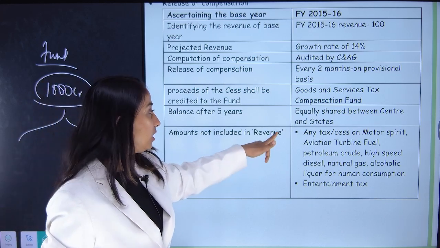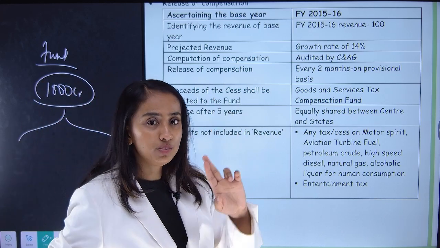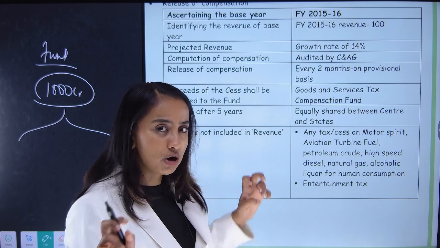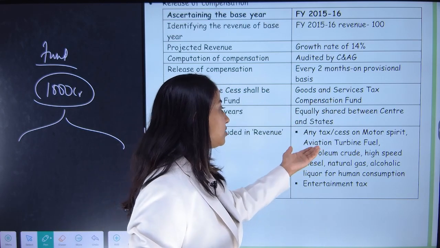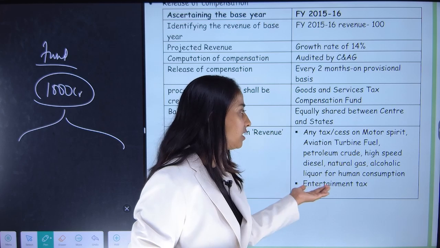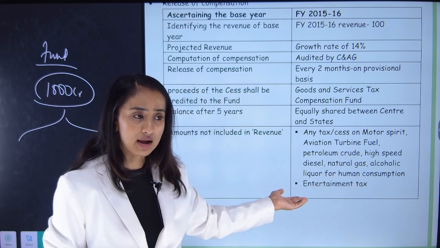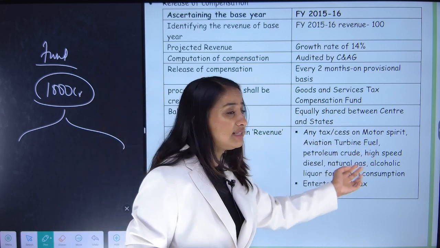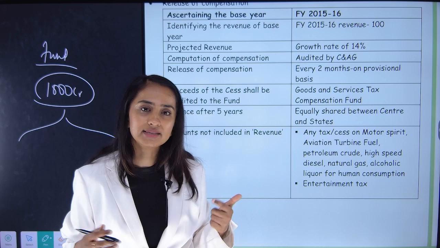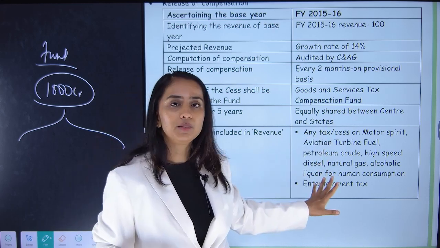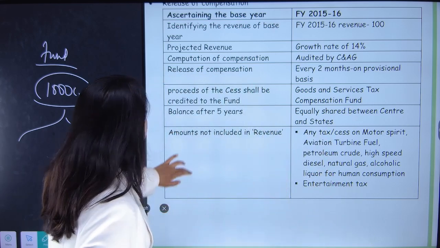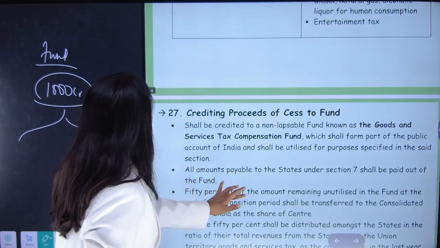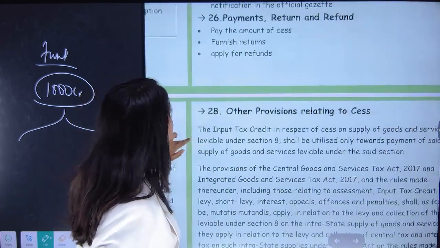What is not included in the term revenue? I told you projected revenue, right? What will not be included? Whatever is not already included in GST, that is motor spirit, aviation turbine fuel, petroleum, high speed diesel, natural gas, alcoholic liquor for human consumption, entertainment tax. Because all this, the state governments are already earning taxes directly. These are still under the purview of state governments and state taxes are being levied. Okay.